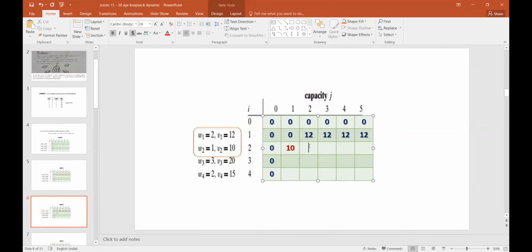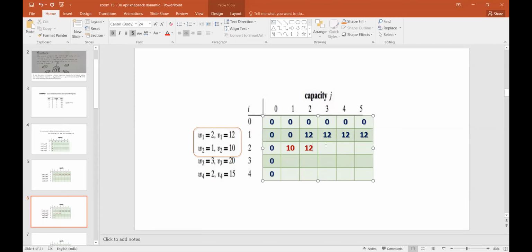Then if the capacity of the knapsack becomes 2, which object can I put? I can put object 1, I can also put object 2, but not both, because the capacity is only 2. If I put both, 2 plus 1, it requires 3 kgs. So at this point I cannot put both. Either I can put 1 or 2. But which object gives me more profit? Object 1, because it is 12, and object 2 is 10. So I will put object 1 here and the profit I will take is 12 here.